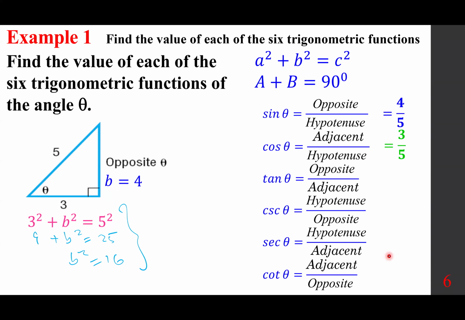The rest of them, for example, tangent is 4 over 3, the opposite over the adjacent. Okay, 4/3, and the rest of them are just reciprocals. Cosecant, look at sine, 4 over 5, 5 over 4. Secant, 3 over 5, 5/3. Cotangent, look at tangent, 4/3, 3/4. So the rest of them, you go with the reciprocals. Those are the easiest way to come up with the answer.